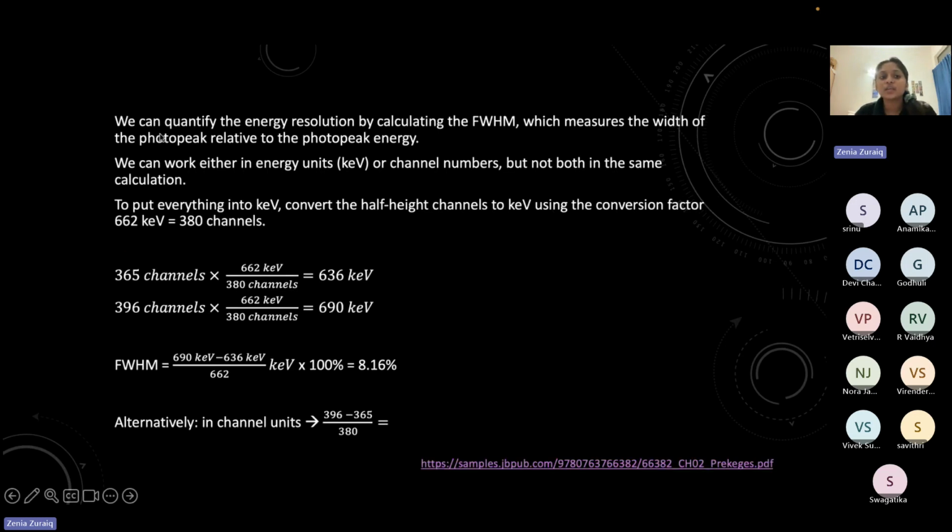So as I said, we quantify the energy resolution by calculating the full width half maxima. That is basically the width of the photo peak relative to the photo peak energy. Sorry, this is incomplete for some reason. I don't know why.